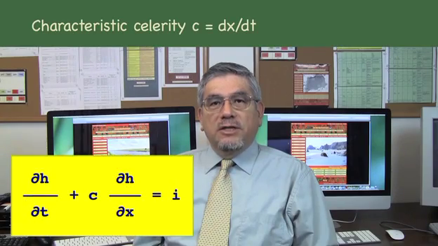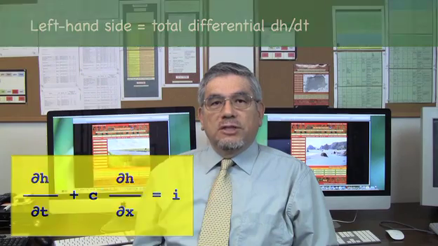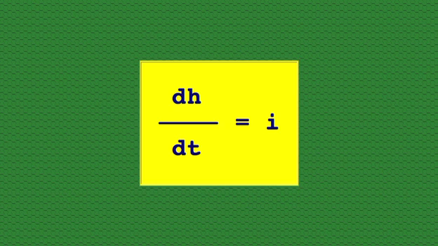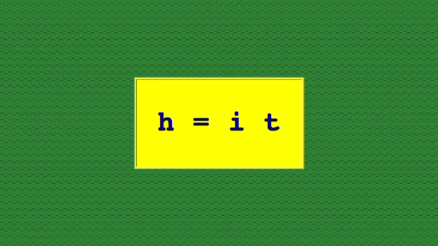with the characteristic celerity C equal to dx over dt, the left-hand side of this equation denotes the total differential dH over dt. Thus, this equation can be integrated to yield H = I t, which states that the flow depth at any point increases linearly with time, provided of course that the rainfall excess remains constant.